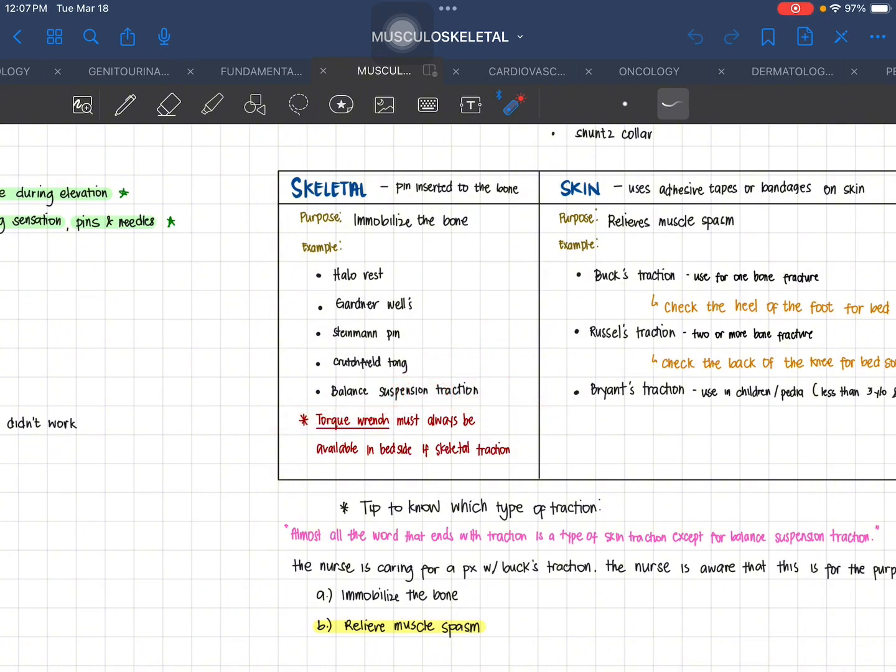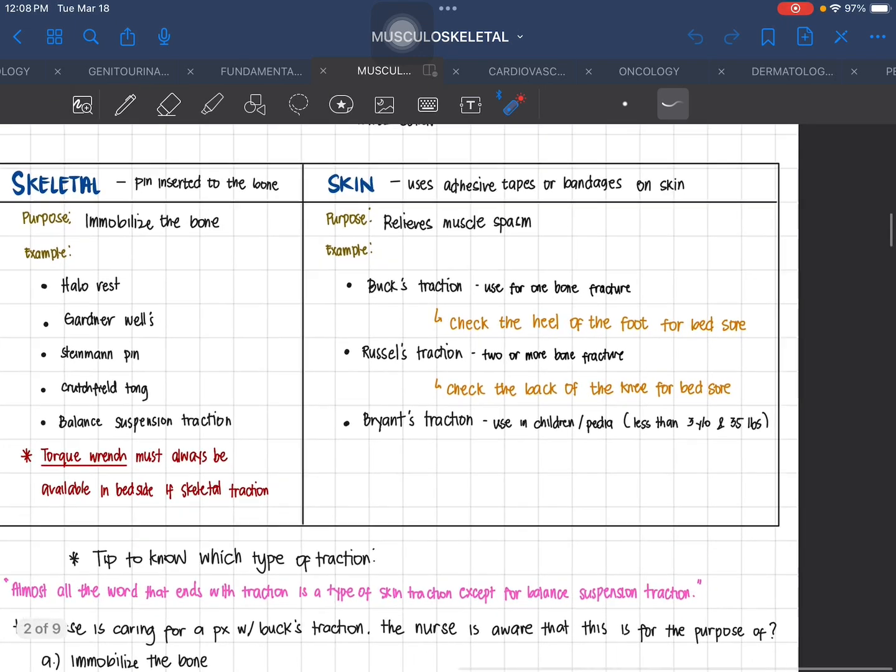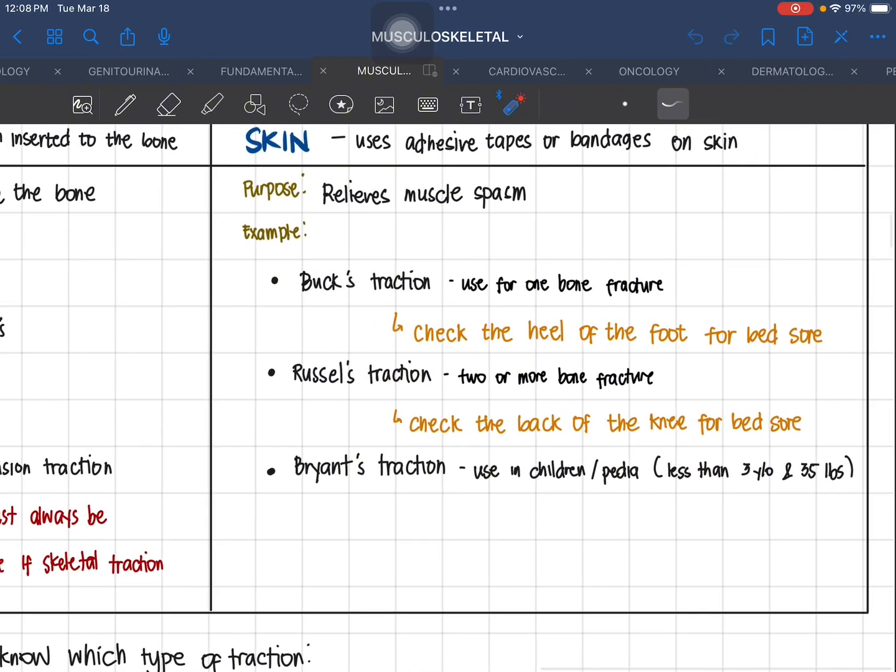So, dito muna ulit tayo sa skeletal traction. Dapat kapag naka-skeletal traction ka, meron kang torque wrench na available lagi sa bedside. Then, sa skin, gumagamit ng adhesive or tapes, and ang purpose is to relieve muscle spasm. Meron tayong mga example ng skin traction.